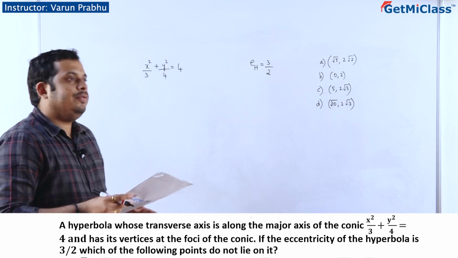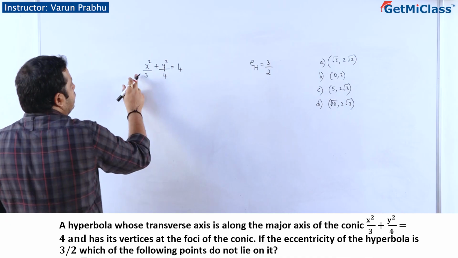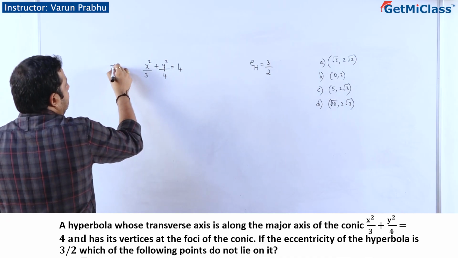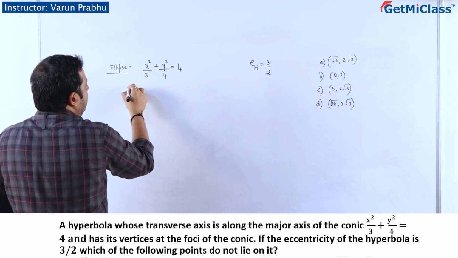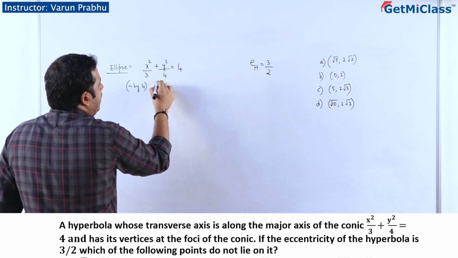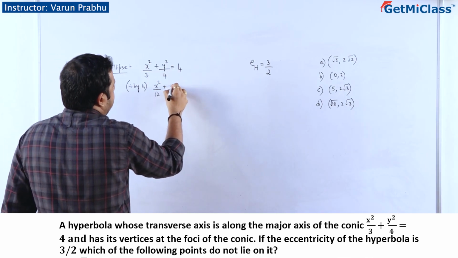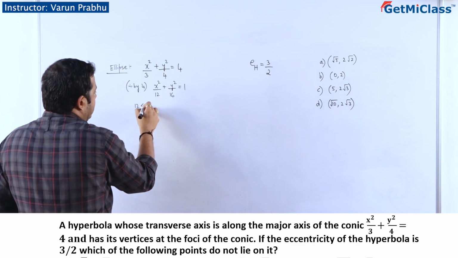If you look at the description of this question, a hyperbola whose transverse axis is along the major axis of this particular conic section. This conic section is an ellipse provided we divide by 4, correct? Divide by 4 on both sides. So, I will get here x square divided by 12 plus y square divided by 16 is equal to 1. So, 12 is less than 16.